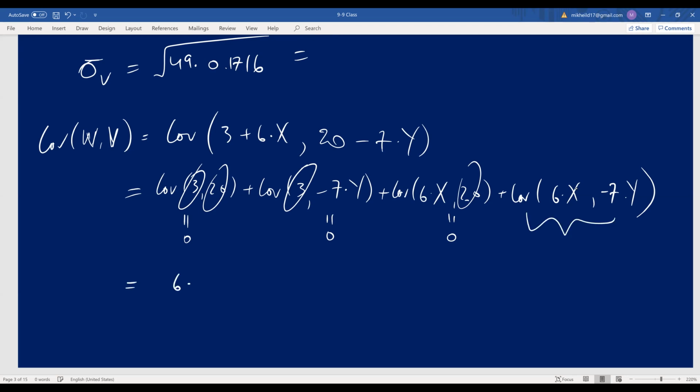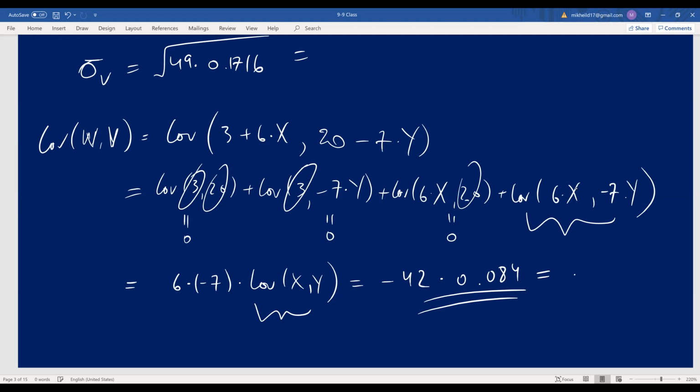So this will be 6 times minus 7 times covariance between X and Y, but this is already known from before. We know that from before, 6 times 7 is 42, minus 42 times covariance between X and Y. That we calculated was 0.084.